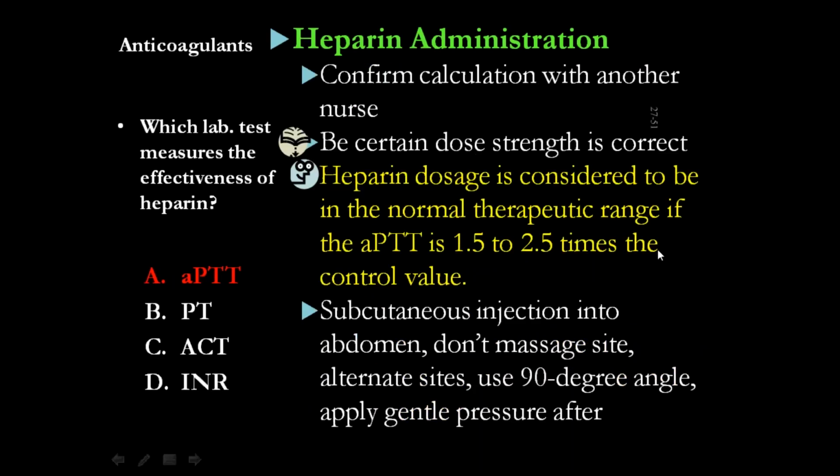Heparin dosage is considered to be in the normal therapeutic range if the APTT is 1.5 to 2.5 times the control value. The APTT we're talking about is more than 30 seconds. So if you have 35 seconds, multiplied by 2, that is about 70. That is how heparin is still considered to be in normal values. So heparin dosage is in the normal therapeutic range if the APTT is 1.5 to 2.5 times the control value.